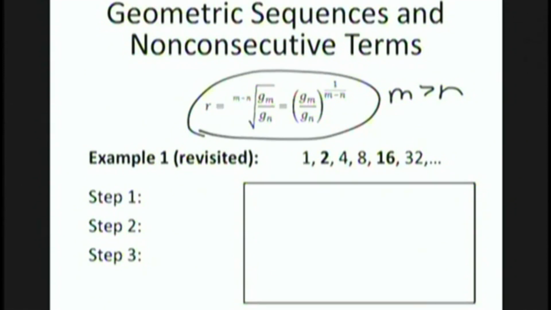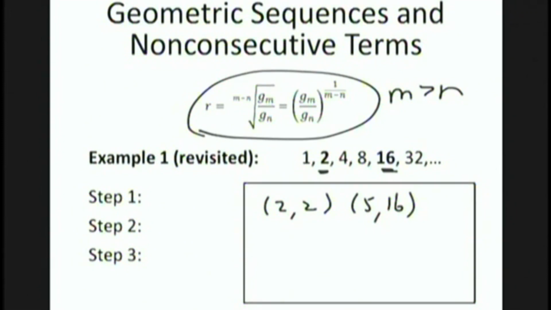Now, I realize that formula looks absolutely terrible, but it's actually saying something very simple. You won't need to memorize this formula, but you should understand the steps of how to find the common ratio, and it's actually not too difficult. So let's look at this example again, 1, 2, 4, 8, 16, 32, and let's focus in on the 2 and the 16. Notice that the second term is 2, and the fifth term is 16.